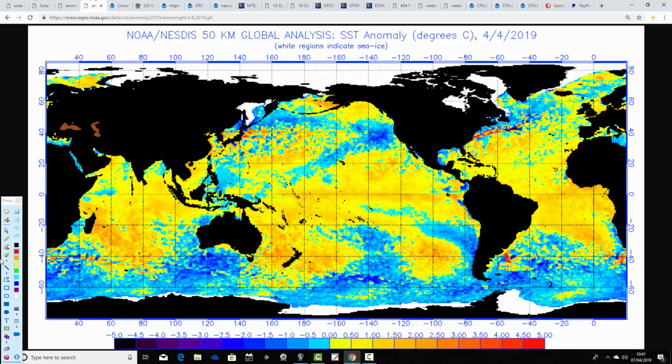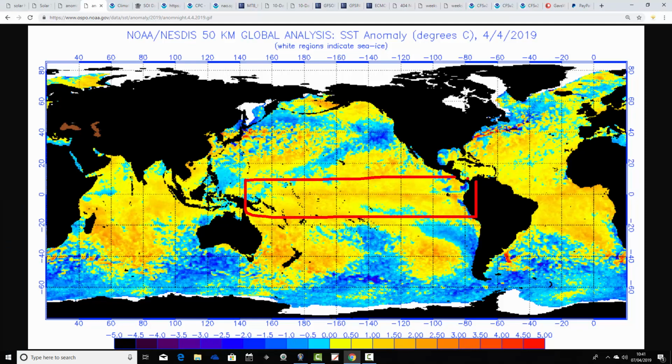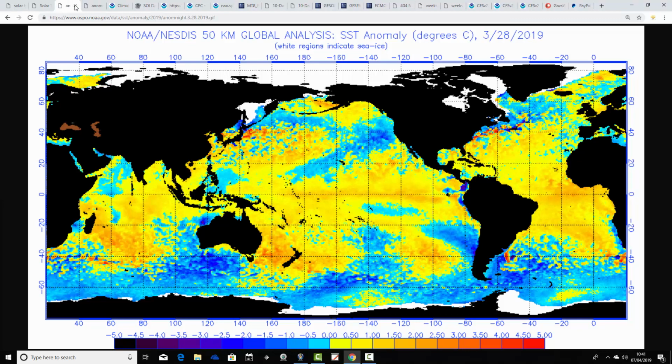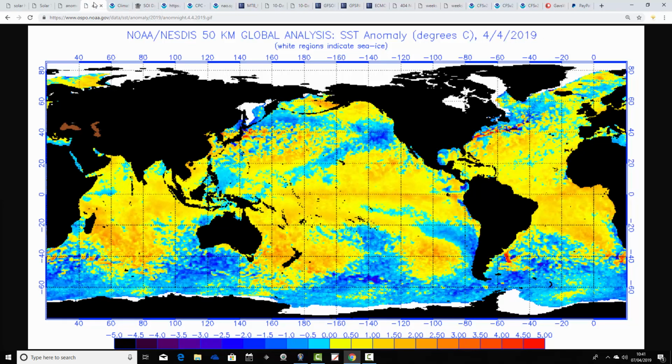So let's deal with the ENSO region first of all, from Peru over towards Indonesia. Again, let's go back to last week and then go forwards to this week, 4th of April. Again, very little change in the ENSO region. We still have this signature of a very, very weak El Nino event. It's still there, but it is a very, very weak event. It is weakening compared to what happened in February, when we actually had some strengthening of the El Nino event.